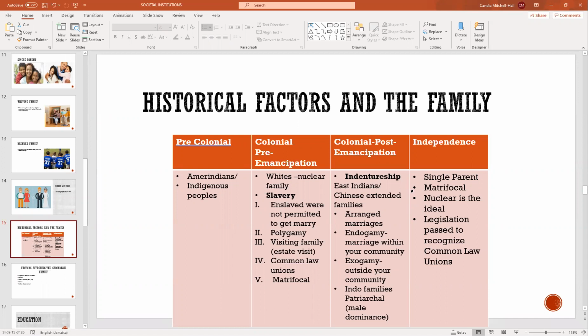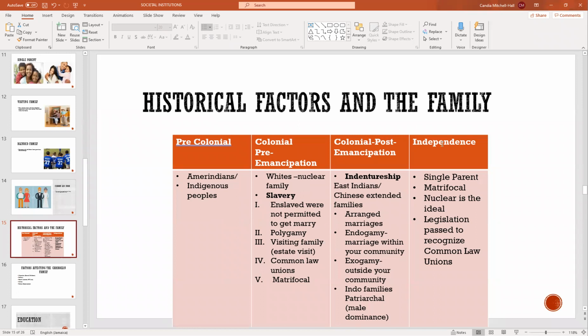I have some East Indian side of my family, and it's the same thing with them. They live extended. Everybody lives under the same roof. And in the India families, notice the word India, not indigenous, you tend to have a lot of patriarchy or male dominance.